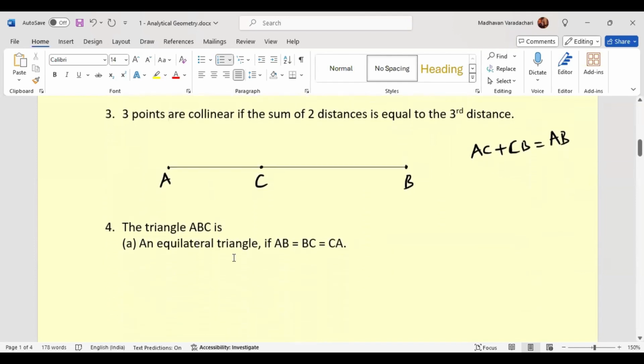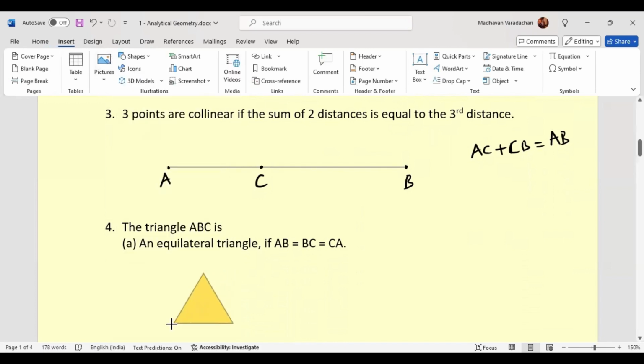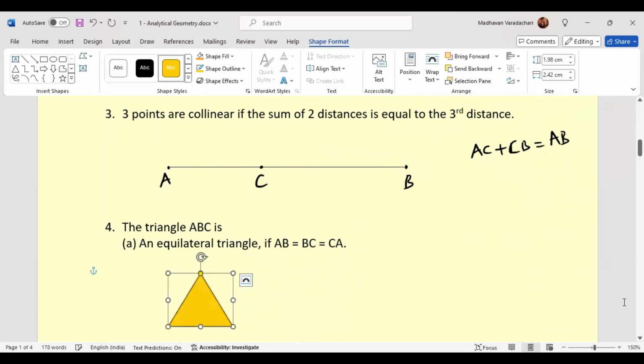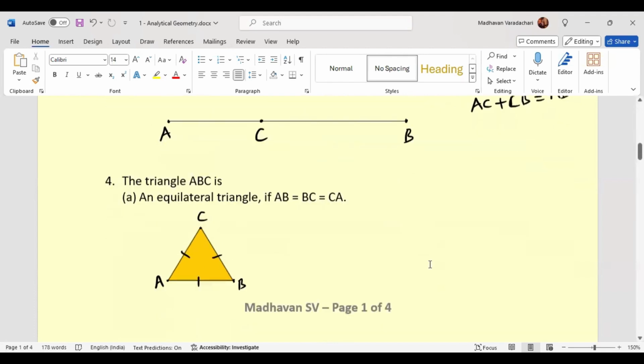Next, a triangle ABC is an equilateral triangle if AB is equal to BC is equal to CA. Let us draw one equilateral triangle. Let us consider the vertices as A, B, and C. An equilateral triangle means all the sides should be equal. So here, of course, AB is equal to BC is equal to CA. On that basis only, you can say a triangle ABC is an equilateral triangle if the distances are the same.